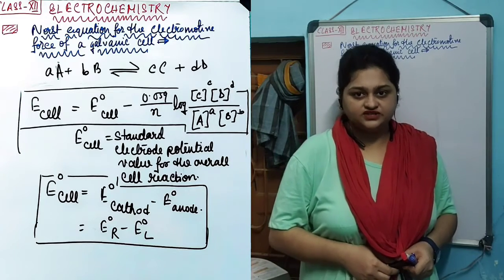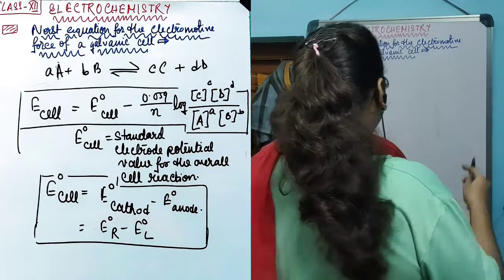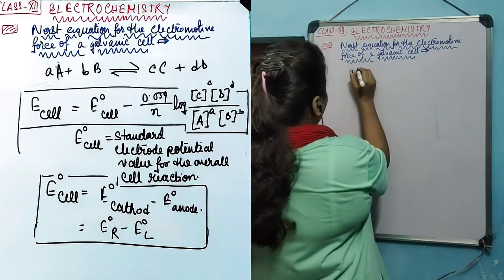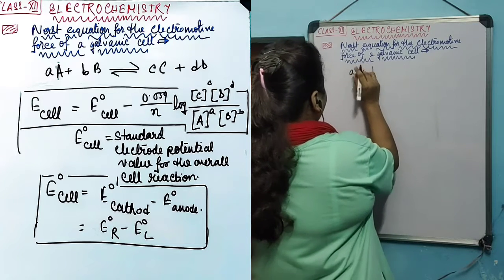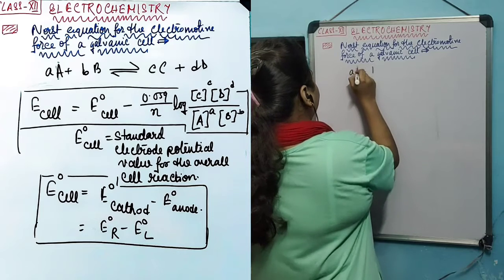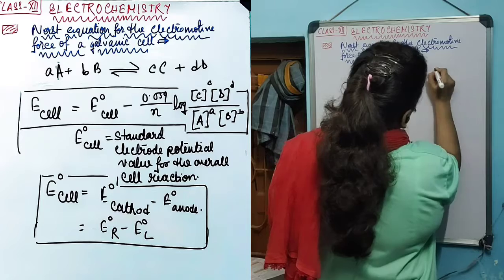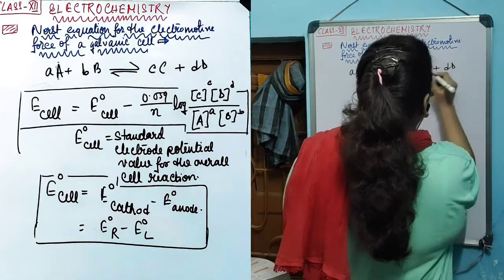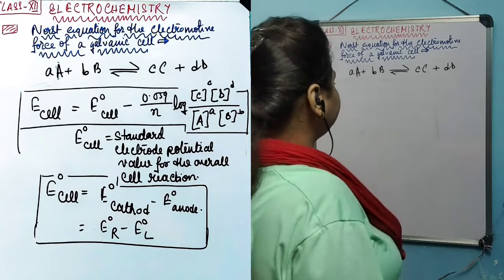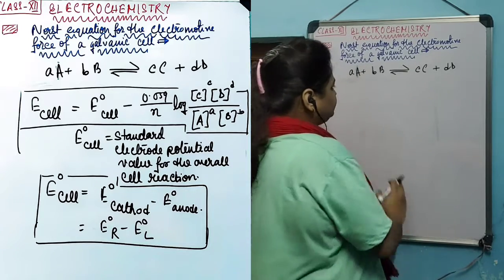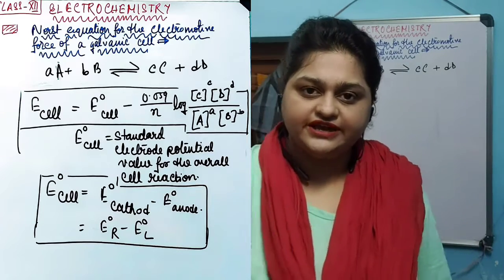Let's see how the Nernst equation can be constructed for a galvanic cell reaction. Let's say there is a galvanic cell reaction happening in this form: a moles of A is reacting with b moles of B and producing c moles of C and d moles of D. Now, as this is a galvanic cell, the reduction half cell and oxidation half cell will be occurring in separate half cell reactions.